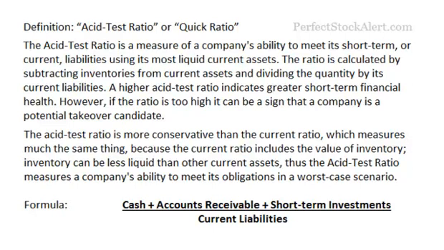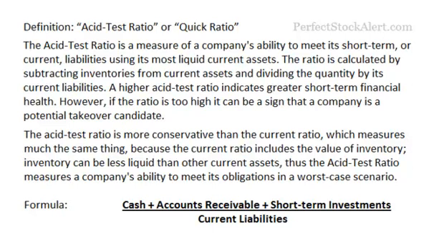The acid test ratio is a measure of a company's ability to meet its short-term or current liabilities using its most liquid current assets. The ratio is calculated by subtracting inventories from current assets and dividing the quantity by its current liabilities. A higher acid test ratio indicates greater short-term financial health. However, if the ratio is too high, it can be a sign that a company is a potential hostile takeover candidate.